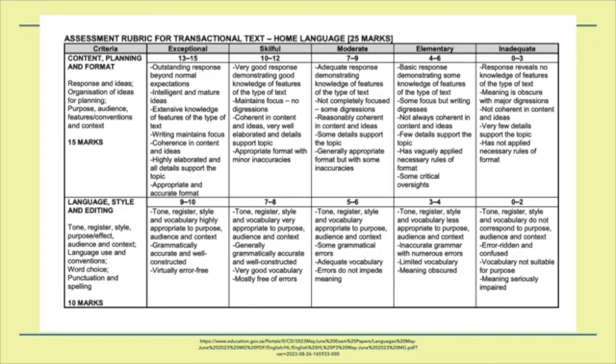As you can see, content planning and format, which includes response and ideas, organization of ideas for planning, purpose, audience, features, conventions, and context, is for 15 marks. And then your language, style and editing, which refers to your tone, register, style, purpose or effect, audience and context, language use and conventions, word choice, punctuation, and spelling, is for 10 marks. There is a slight overlap in this rubric, I must say. However, I want you to think of it in terms of the 3 aspects that we just spoke about. We spoke about content, then audience and format, and then language. You can see here that the content and format is in the first 15 marks, and then you have your audience and language in your last 10 marks.